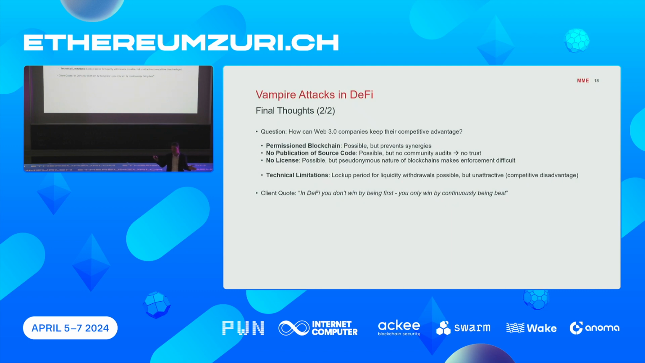Look at SushiSwap, right? Chef Nomi, we don't know who that was. Even if Uniswap was not licensable at all, what do you do? Go after Chef Nomi? It's pretty difficult. Another thing that people thought about is technical limitations, right? You basically say, okay, if you want to withdraw liquidity, you have to wait 2 months, right? That's also not really working because there's going to be a better product that doesn't have this, and so you have a competitive disadvantage. Which brings me to my final statement, which is a quote from a client that I very much like.